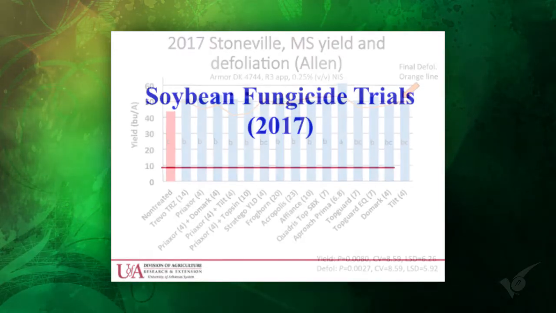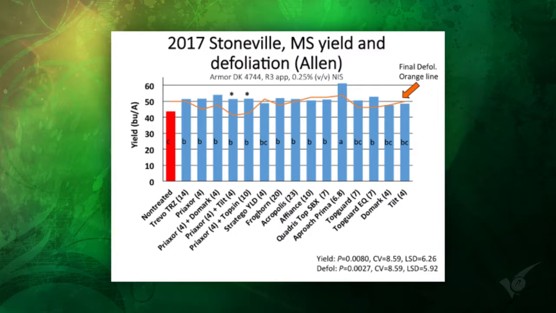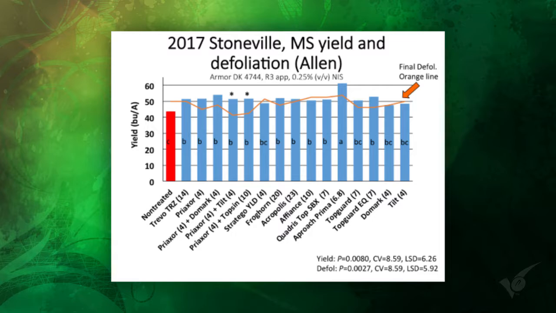All right. The first trial is from Mississippi. This is some of Tom's data, and he says this is his best data set with this. So let's work through this a little bit. This is his DK 4744. If you've been in soybeans a while, you know that one is highly susceptible to frog eye leaf spot, and also gets quite a bit of defoliation from target spot. His orange line across the top is the percentage of defoliation, so 50% defoliation for the non-treated.